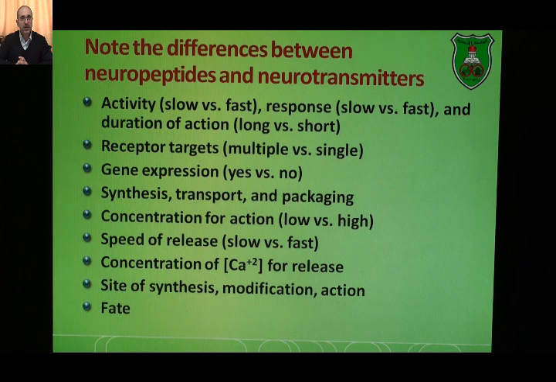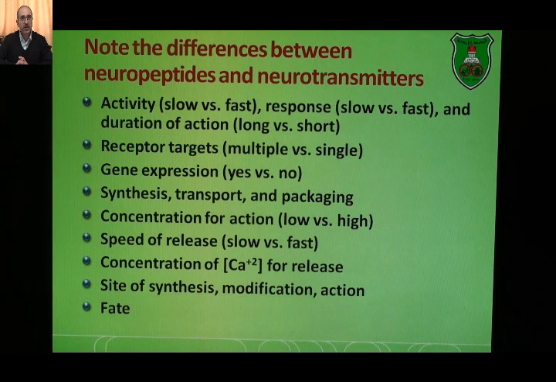Receptor targets for small molecule neurotransmitters: there are single, unique receptors for each one of them, versus receptors for the neuropeptides. So neuropeptides can bind to different types of receptors. In terms of gene expression, neuropeptides can regulate gene expression. Small molecule neurotransmitters do not do that. Note the differences in terms of synthesis, transport, and packaging of the neurotransmitters, as well as concentration. For action, neuropeptides require lower concentration for action versus higher concentration for small molecule neurotransmitters.